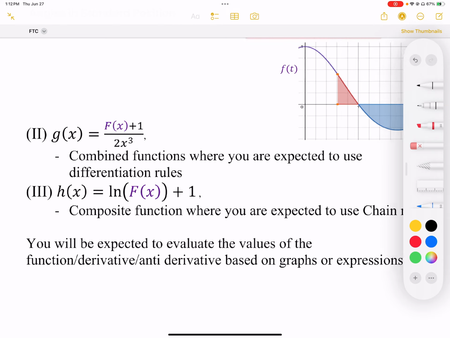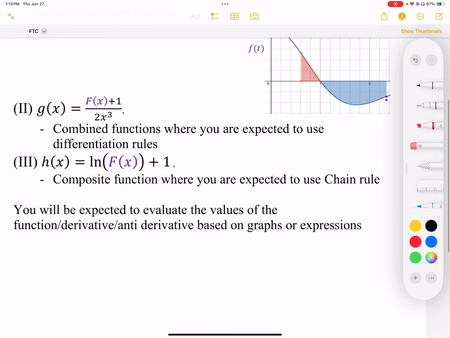We can also have functions described as embedded functions or composite functions, and here you would be expected to apply the chain rule. So if we have an embedded f of x or big F of x inside the log function, as we differentiate this, when we differentiate the inside, we need to apply the chain rule. In this case, again, the big F could be differentiated into little f.